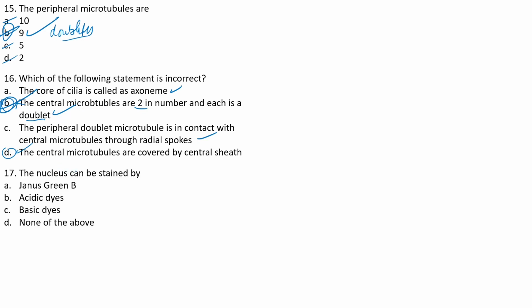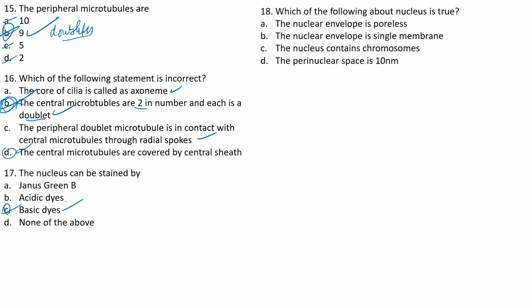The nucleus can be stained by Janus Green B, acidic dyes, basic dyes, none of the above. The answer is basic dyes, right? That is why we named it as chromatin, okay? And it was named by Fleming. We have discussed that. So next question, which of the following about a nucleus is true?